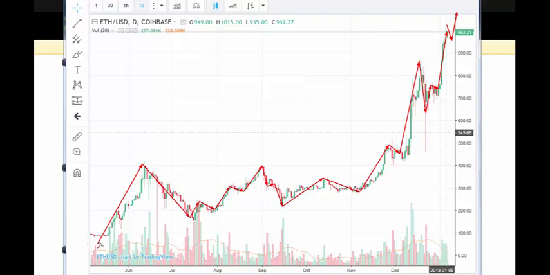So 1, 2. That's how far it is from here, about 1, 2, 3. Then a 4. So it looks like Ethereum could also sell off with Bitcoin, but it could be contained as a fourth wave. At least that's what the chart is telling us.